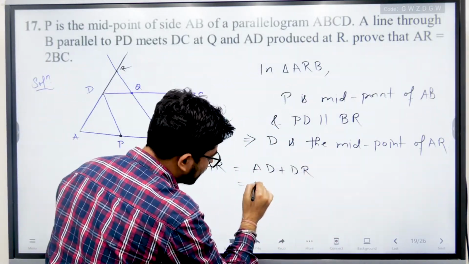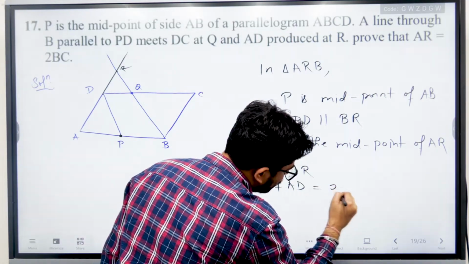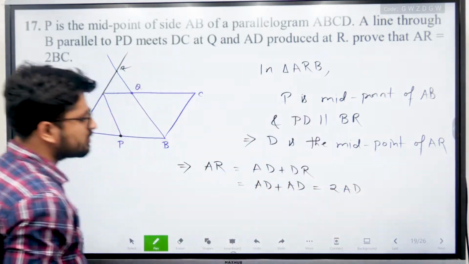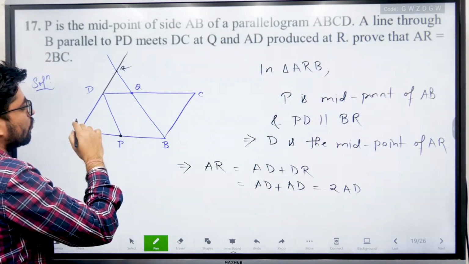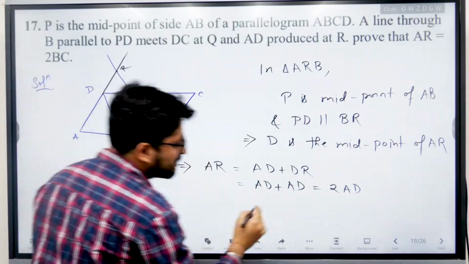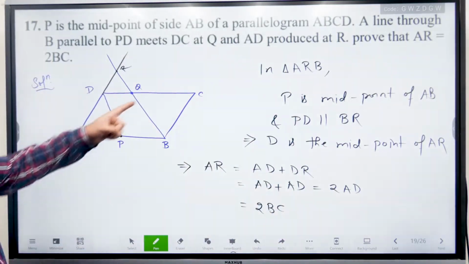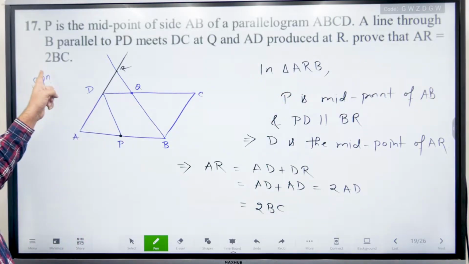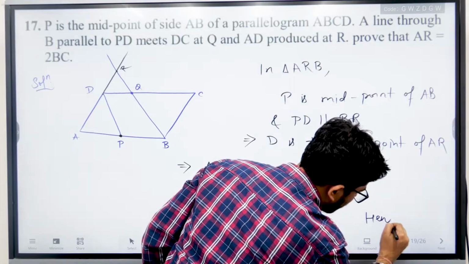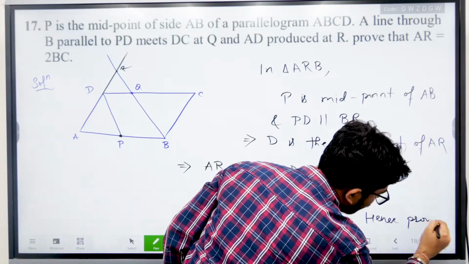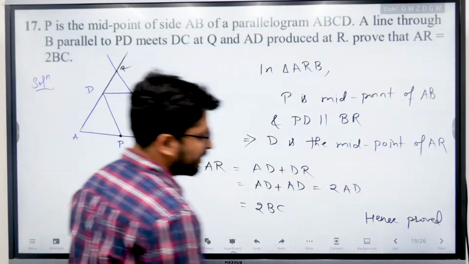AD is equal to DR. So AD plus DR is 2 times AD. And this is a parallelogram, so opposite sides are equal. So AD is equal to BC. So this is 2 times BC. So now AR is 2 times BC. So this is the proof. Hence proved. Got it? Now let's move to the next one.